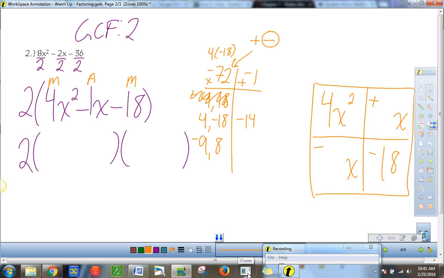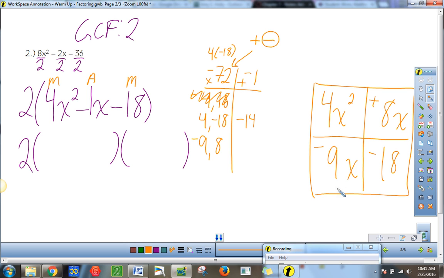So positive 8, negative 9. You could have put negative 9 here and positive 8. It would not change it. You get the same answer. Okay? And then you're just looking for common factors. What can you factor out? What does this column have in both of them?